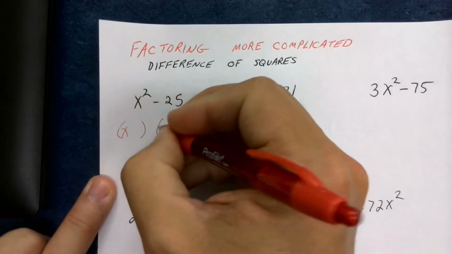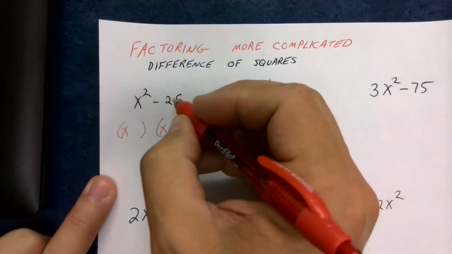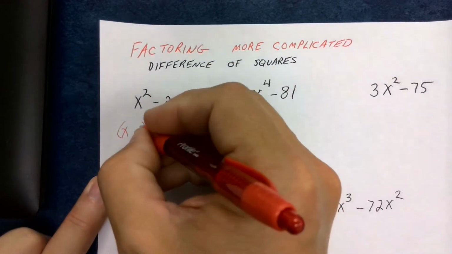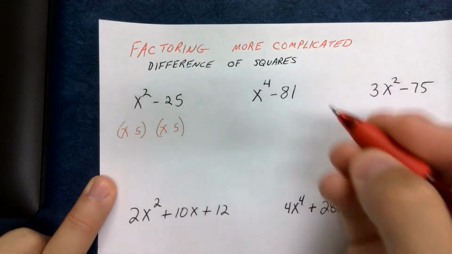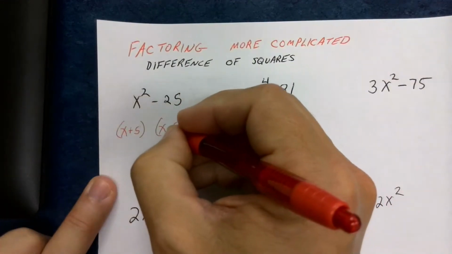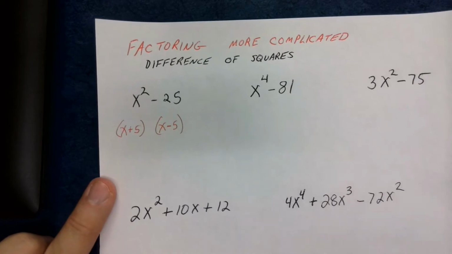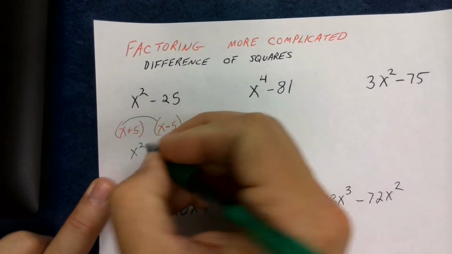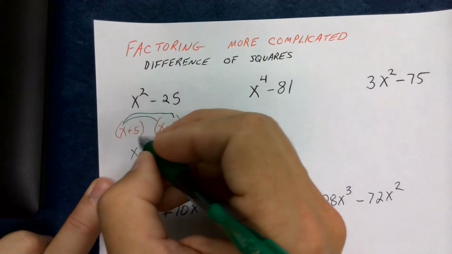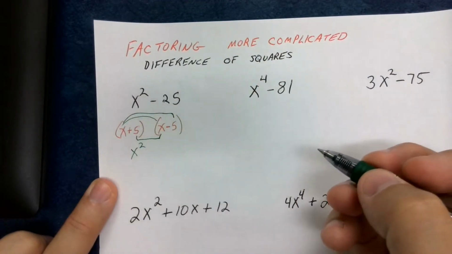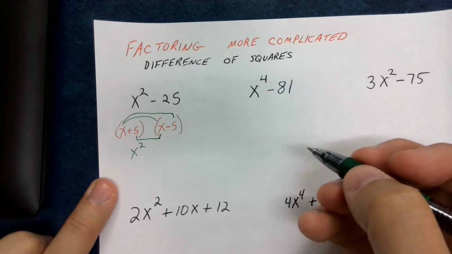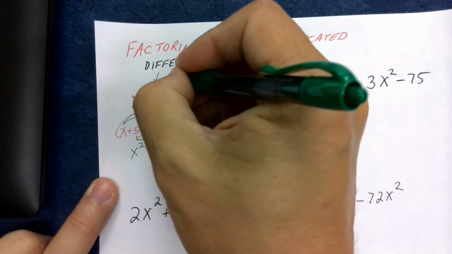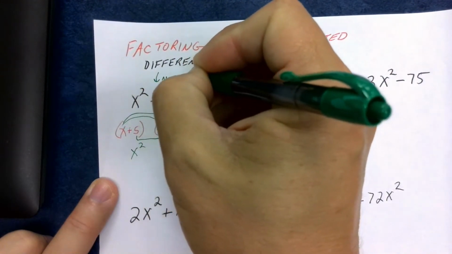We just have an x and an x, because that's the square root of x squared, and then the square root of 25 is 5, so we simply put in a 5 and a 5, and one of the signs is positive and one of the signs is negative. And you can see that when we FOIL this, first times first is x squared, outside is a negative 5x, and inside is a positive 5x, and those cancel each other out. So positive 5x and negative 5x. And that's why there is no linear term right up here.